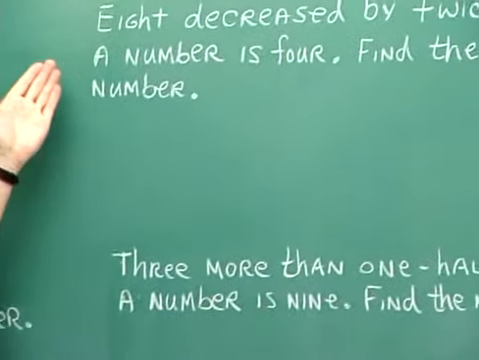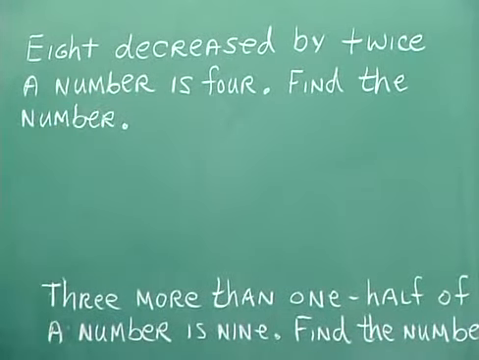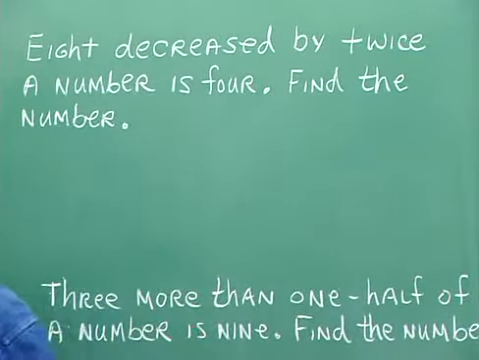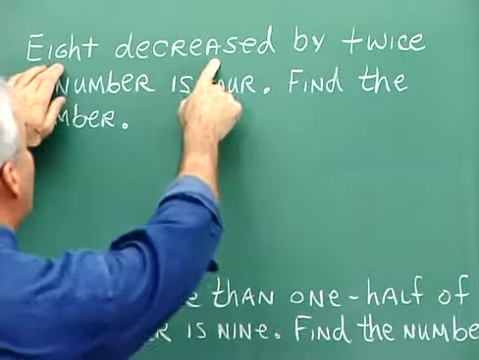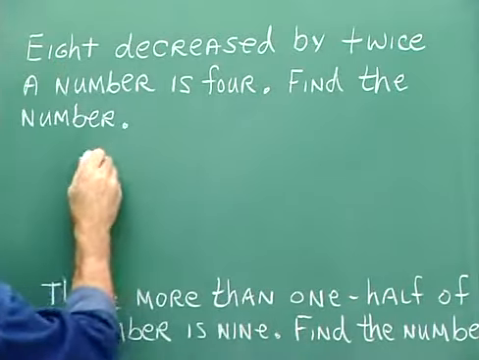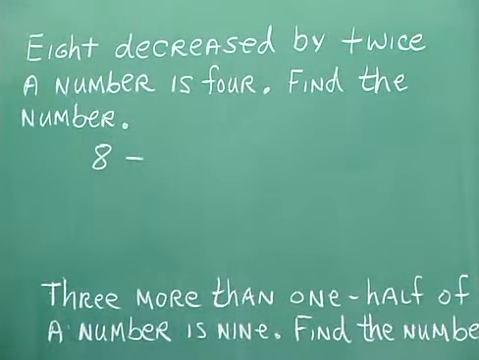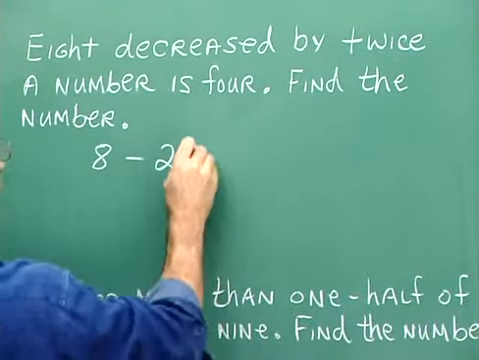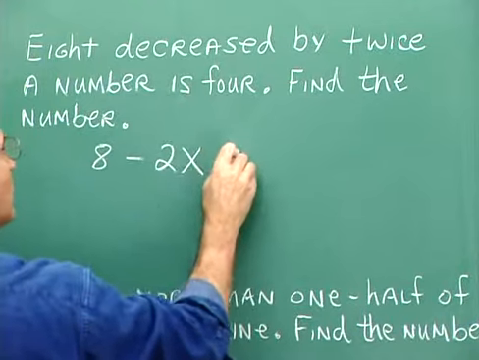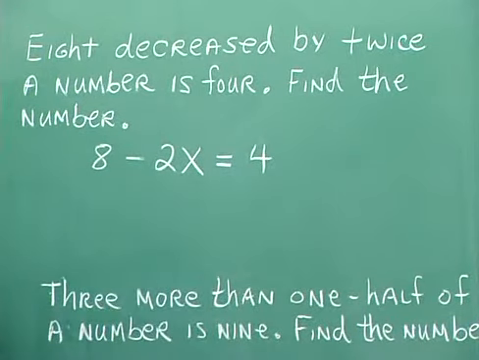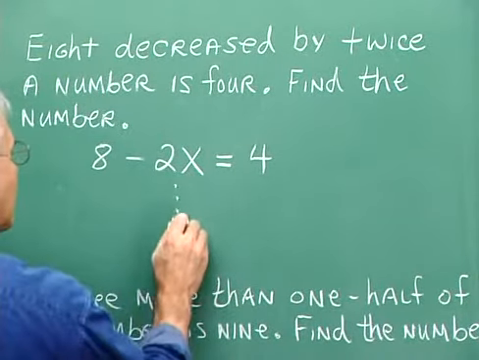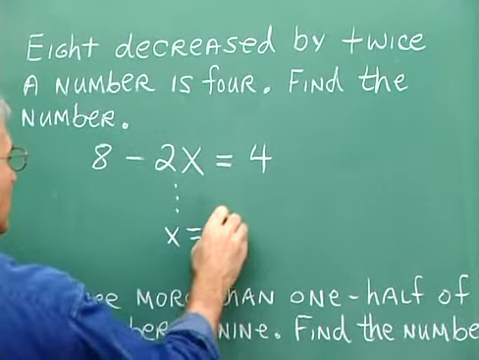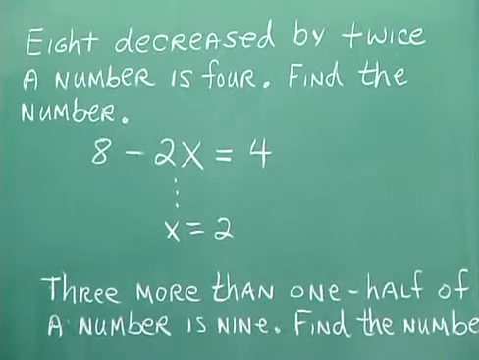8, decreased by twice a number. Let's just, as we go along, go through the interpretation process. 8 decreased by, that means 8 minus. 8 decreased by twice a number, that's 2 times a number, like 2x, is equal to 4. So that's the idea, that's the equation. Now, we would subtract 8 on both sides and then divide on both sides by -2. We'll find out here that x is equal to 2 is the number that we're talking about.